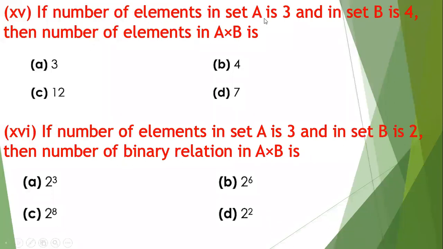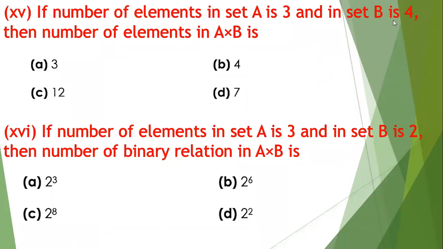Okay, the next part is here. If the number of elements in set A is 3 and in set B is 4, then the number of elements in A cross B is 3 times 4. Correct answer, Zoha, Iman, Tanveer, Abdul Rahman, Saman, Khalid, Ahad, all of you, very good. 3 times 4 is 12, so we will have 12 ordered pairs. Okay, let's go with the next now.